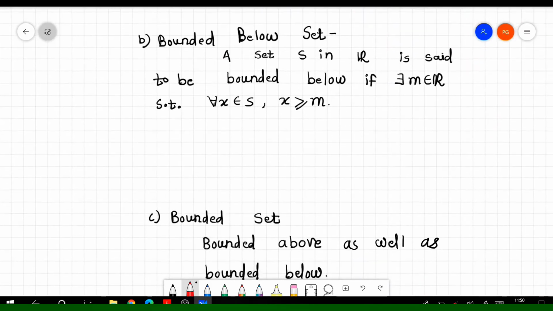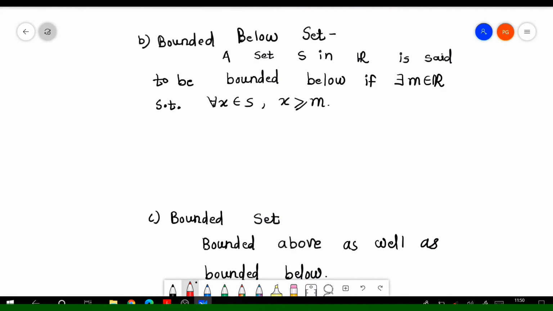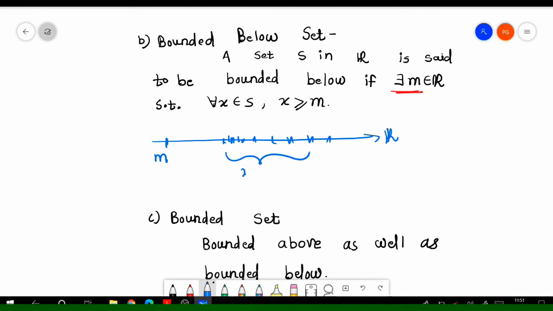So, let's understand what is a bounded below set. On similar lines, a set S in R is said to be bounded below if there exists M belongs to R such that for every x belongs to S, x is greater than or equal to M. So, for example, if you consider this is R and you have such numbers, if you can have such M such that for every x belongs to S, x is greater than or equal to M, then you can say that set S is a bounded below set.